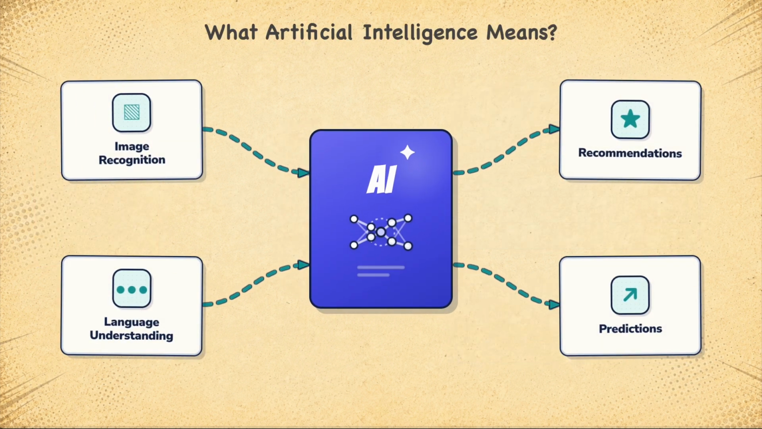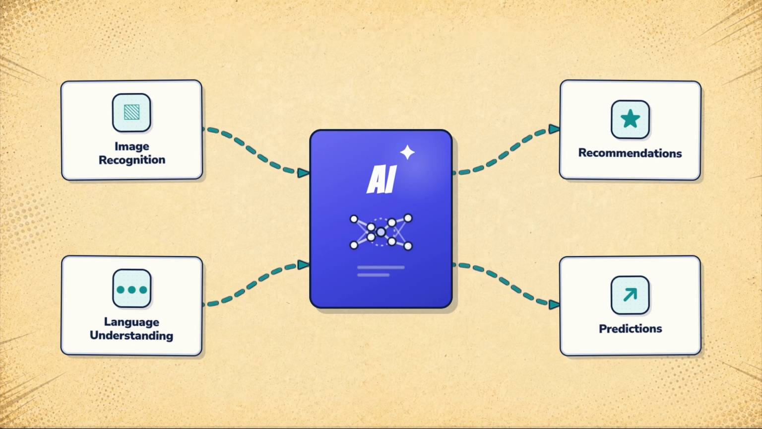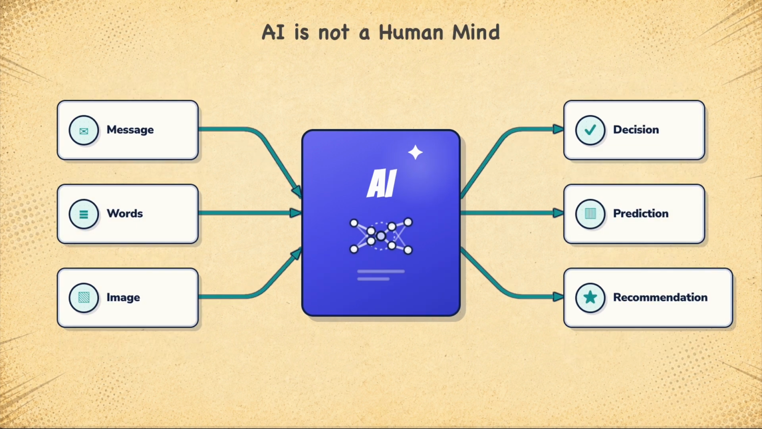Artificial intelligence is the broad idea of creating computer systems that can perform tasks that normally require human abilities. These tasks may involve recognizing an image, translating a sentence, recommending a movie, predicting an outcome, or generating text. This does not mean that the computer has a human mind. It means that the system can process information and produce a useful result that may appear intelligent.